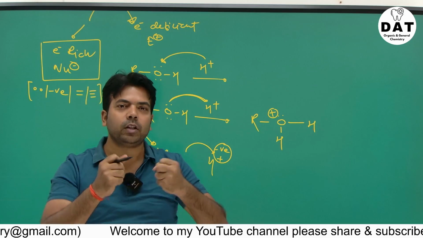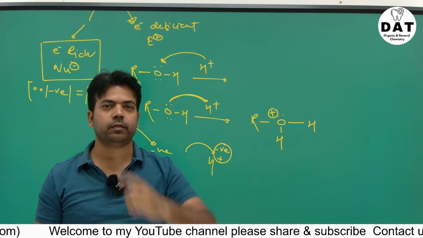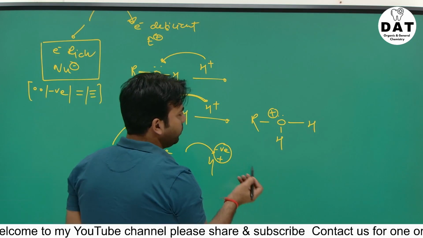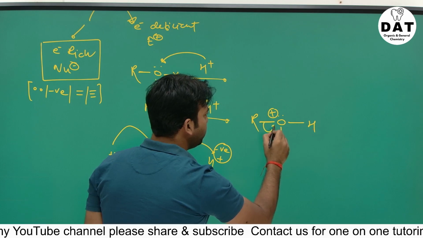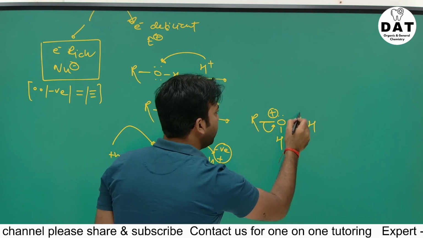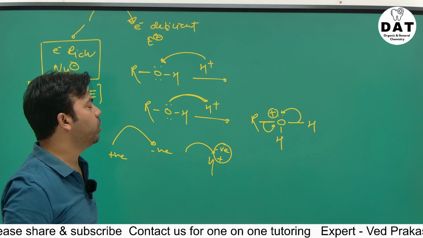So I will pull the bonded electron, meaning the arrow should be towards the positive charge. Clear? Now you have two possibilities to break this bond. It can be either this way, meaning we break a carbon-oxygen bond, or you can break the hydrogen-oxygen bond. Clear? Only two things are possible.